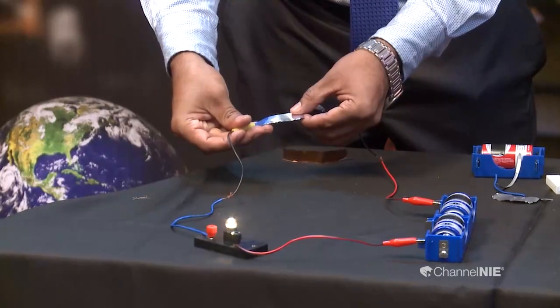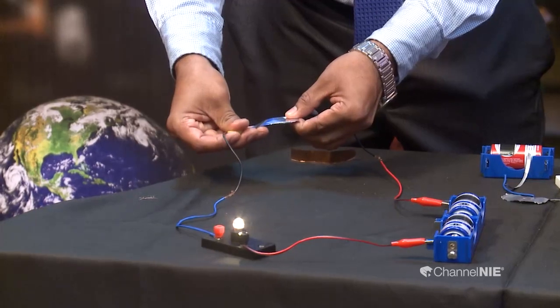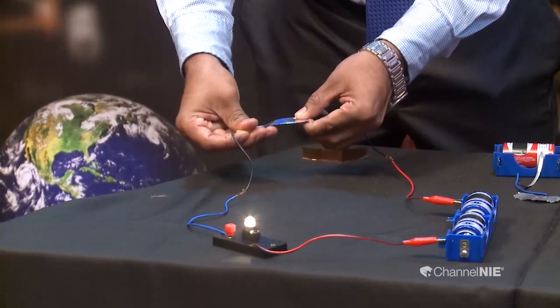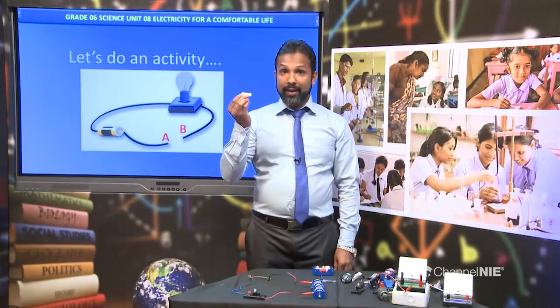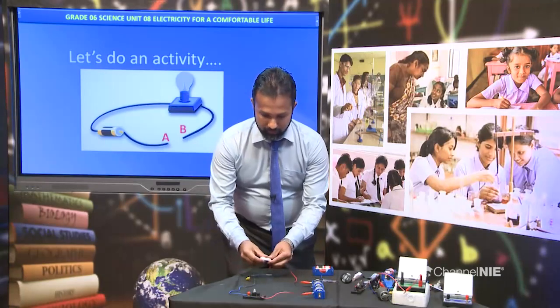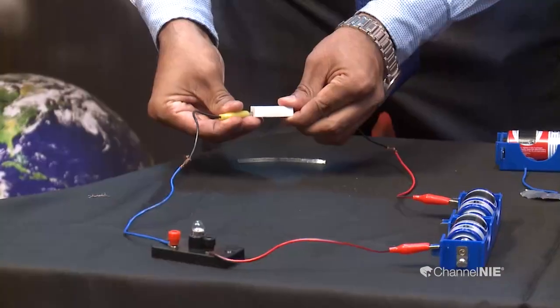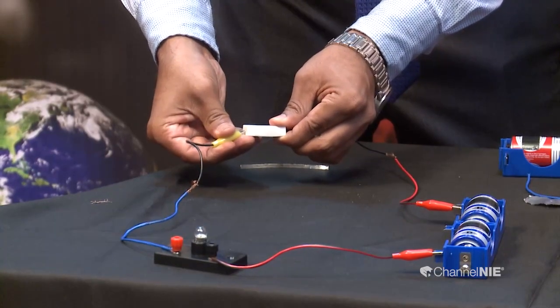What can you observe? Bulb glows. That means aluminium is a conductor. I am going to keep an eraser made up of rubber in between A and B. Bulb does not glow. That means current does not pass through the rubber.